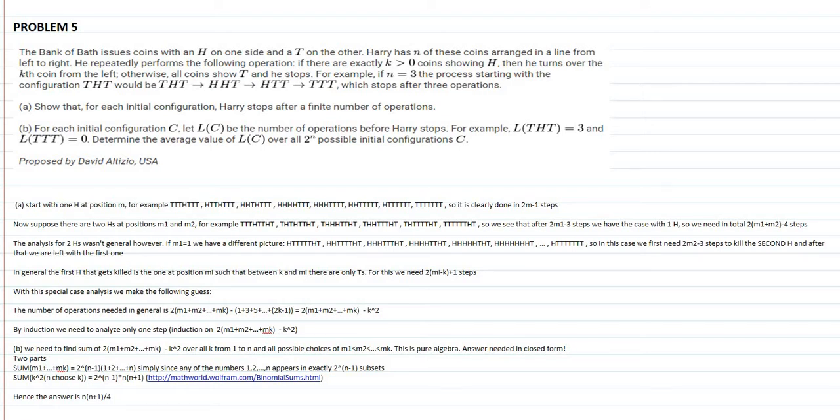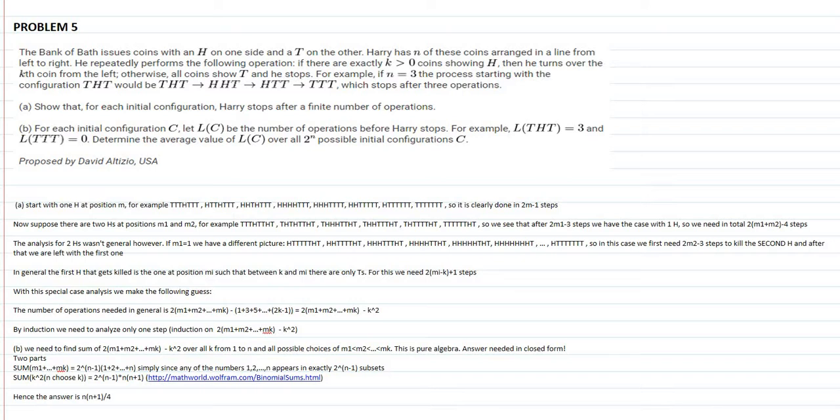Hello everybody and welcome back. We continue with the International Mathematical Olympiad 2019. In this video I'm going to show you my solution to problem 5, which is, as you know, considered to be of average difficulty. It's a combinatorial problem. So let's look at the problem statement first.